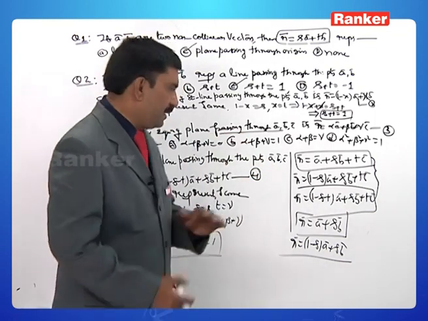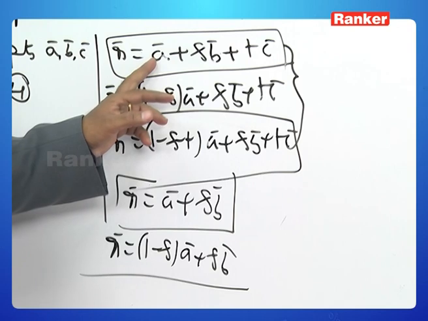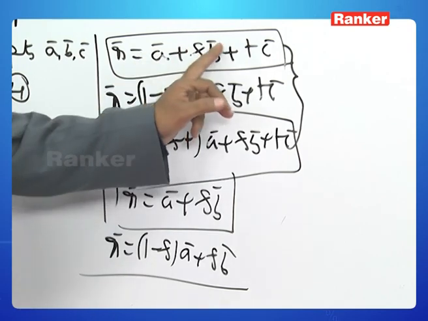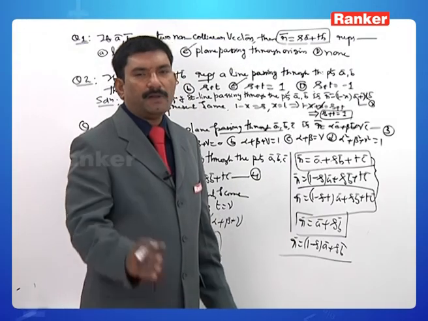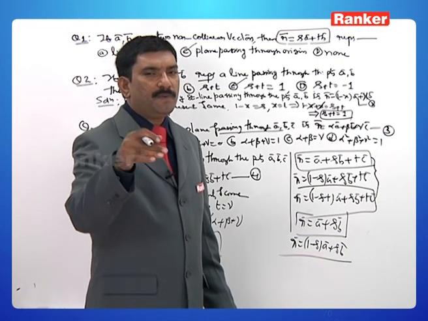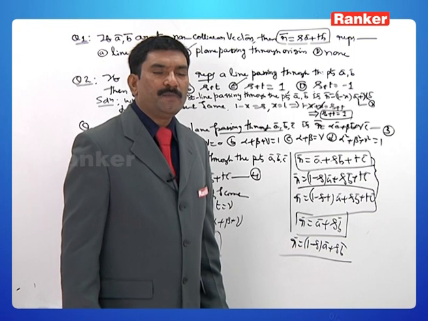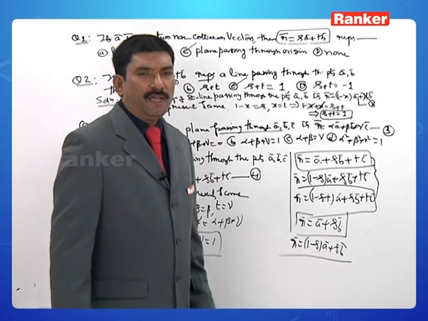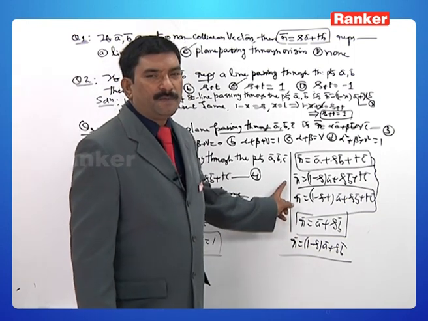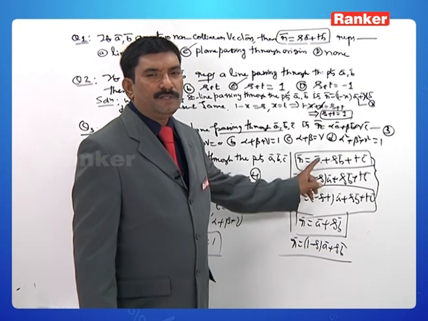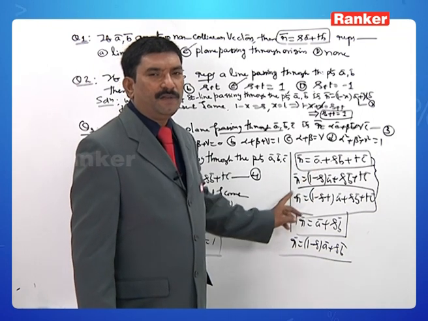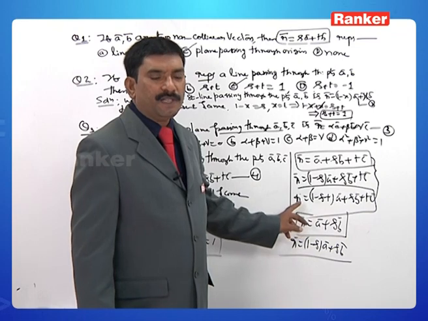Next, the vector equation of a plane passing through one point A bar parallel to two vectors B bar and C bar is R bar is equal to A bar plus s B bar plus t C bar. The Cartesian equation of a plane passing through the point A bar and parallel to vectors B bar and C bar is the determinant with rows: x minus A1, y minus A2, z minus A3; B1, B2, B3; C1, C2, C3.